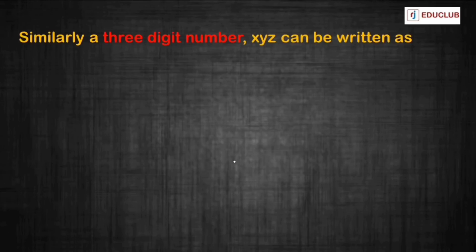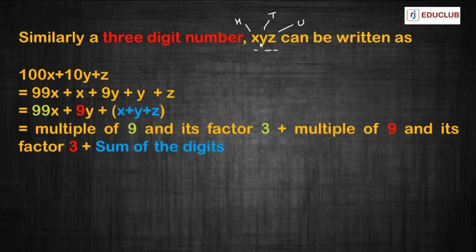Now we have seen this for a two digit number. Let us see it for a three digit number. Three digit number I can write as x, y, z. This is units place, this is tens place, this is hundreds place. You know it, place value. Now similarly, x, y, z can be written as 100 into x, since this is hundreds place. Y is at tens place, so 10 into y, and z is there. 100x I can write as 99x plus x. 10y I can write as 9y plus y, and z is there.